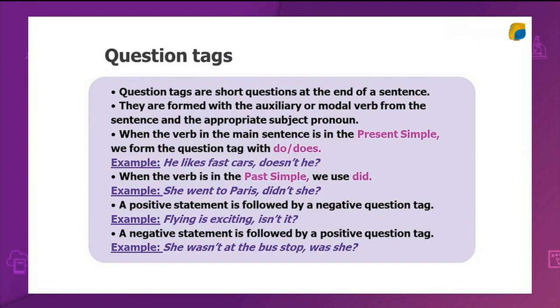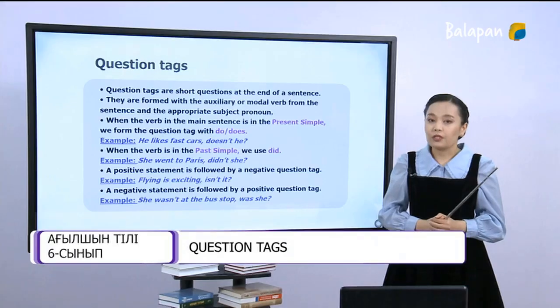When the verb is in the past simple, we use did. Example, she went to Paris, didn't she? Next, a positive statement is followed by a negative question tag. For example, flying is exciting, isn't it? A negative statement is followed by a positive question tag. Example, she wasn't at the bus stop, was she?